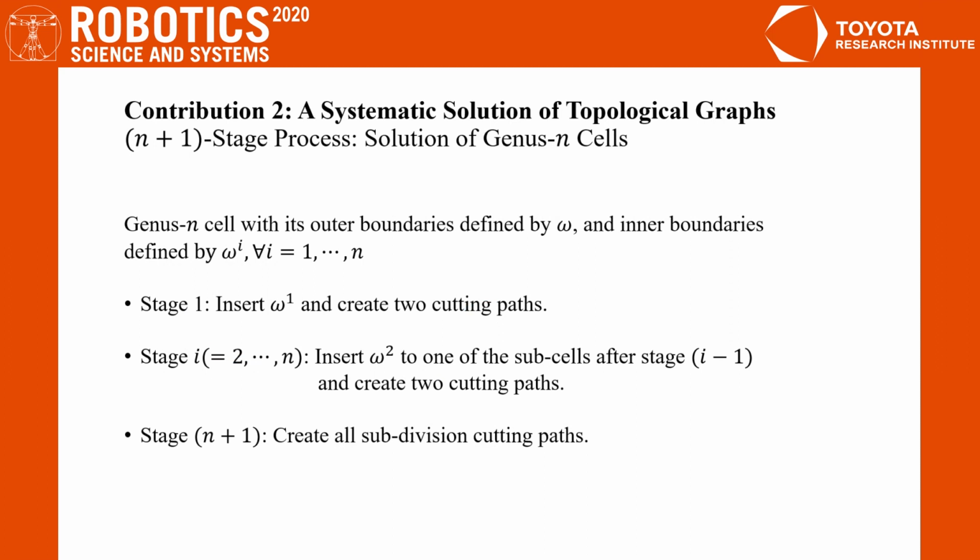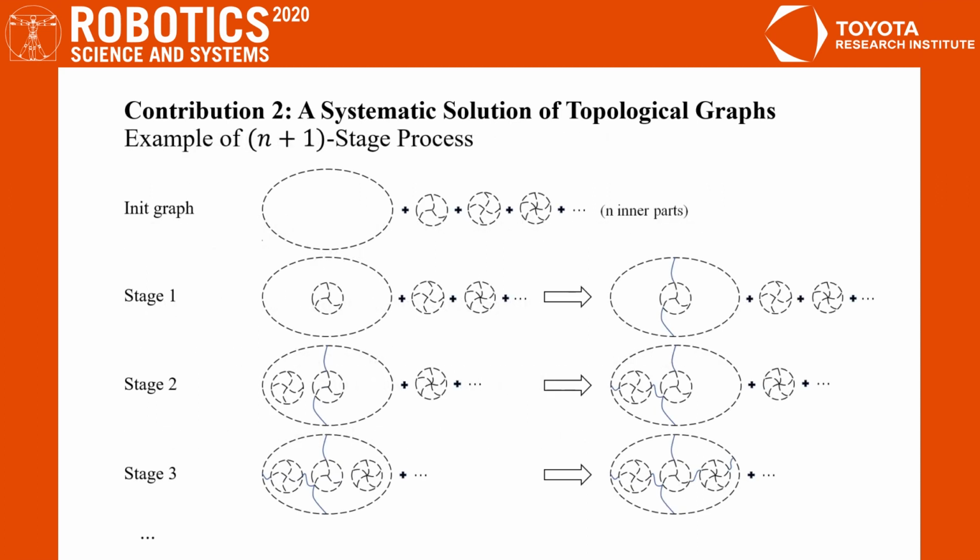Using mathematical induction, we prove that all genus cells are finitely solvable. For genus N cell, each time we put in one boundary and create two cutting paths to transform the cell into simply connected subcells. Finally, the genus N cell will be divided into N+1 simply connected cells, which we have already known that they are finitely solvable.